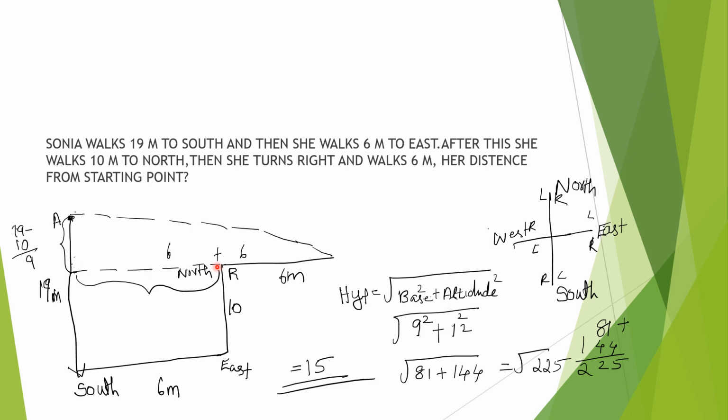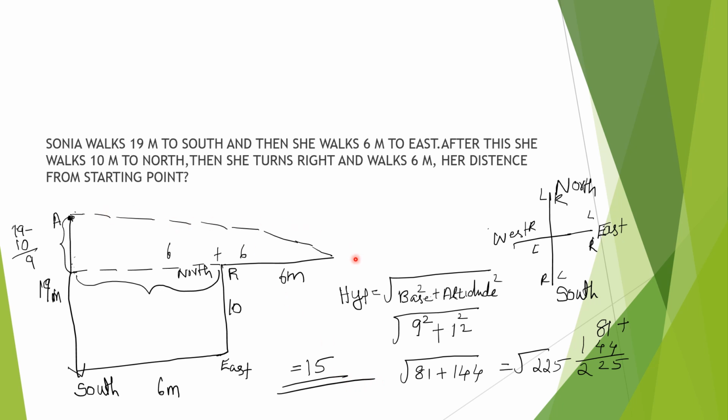So here it is 6 plus 6, so it becomes 12. Okay. So 9 square and 12 square. We want to find the root of 9 square plus 12 square. 9 square is 81. 12 square is 144. Root of 81 plus 144, which is 225. Root of 225 is equal to 15. Okay. So this is the method.